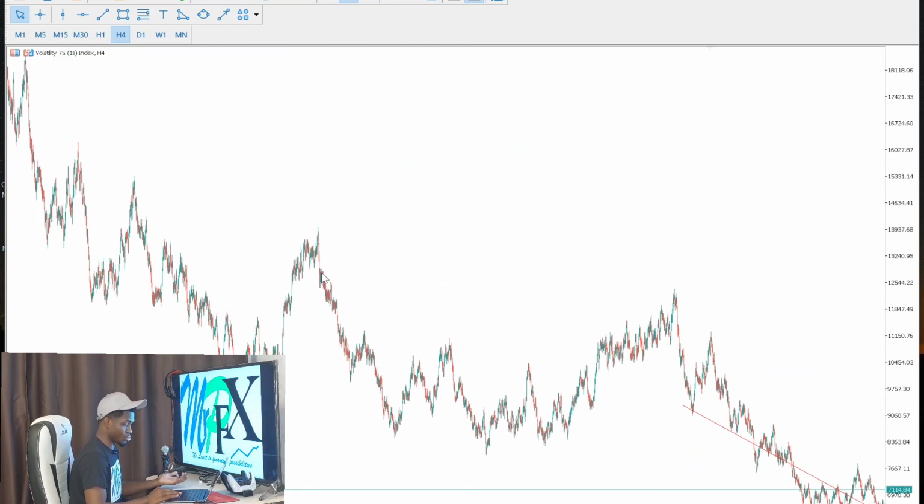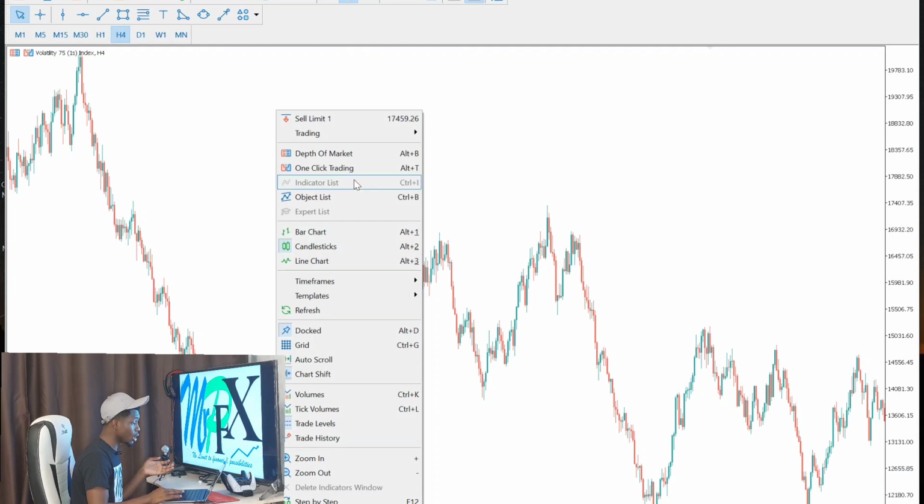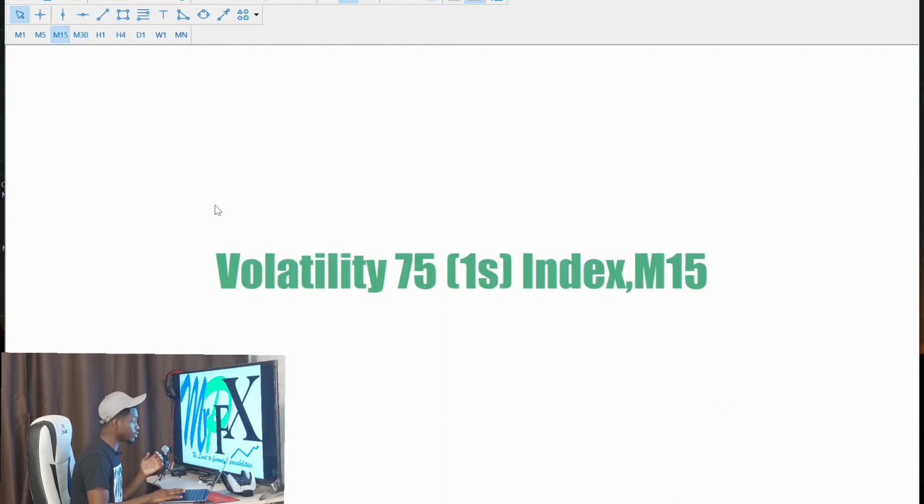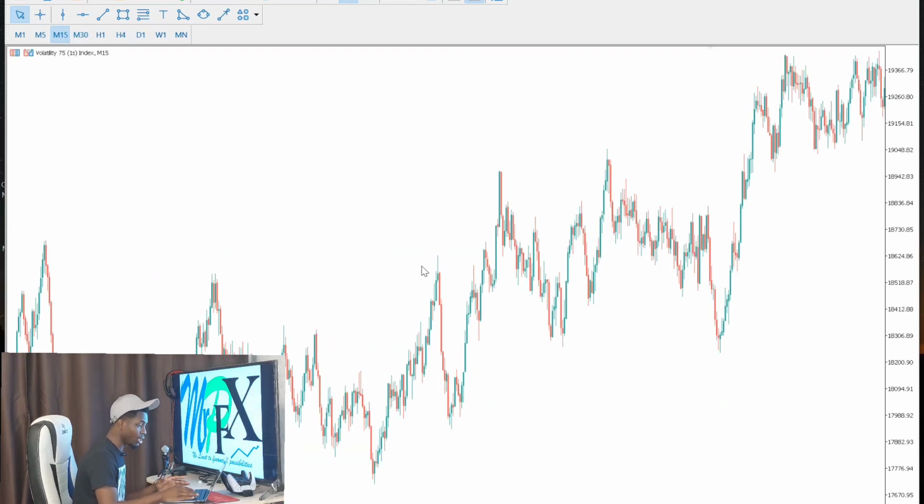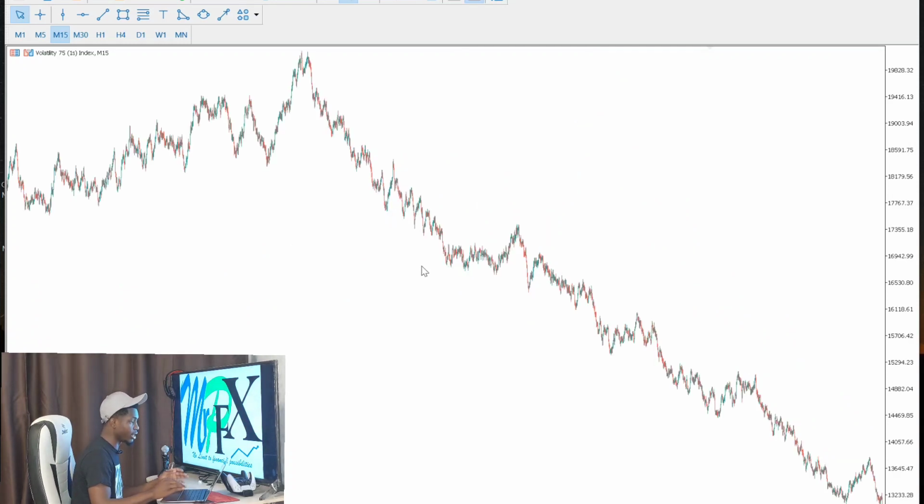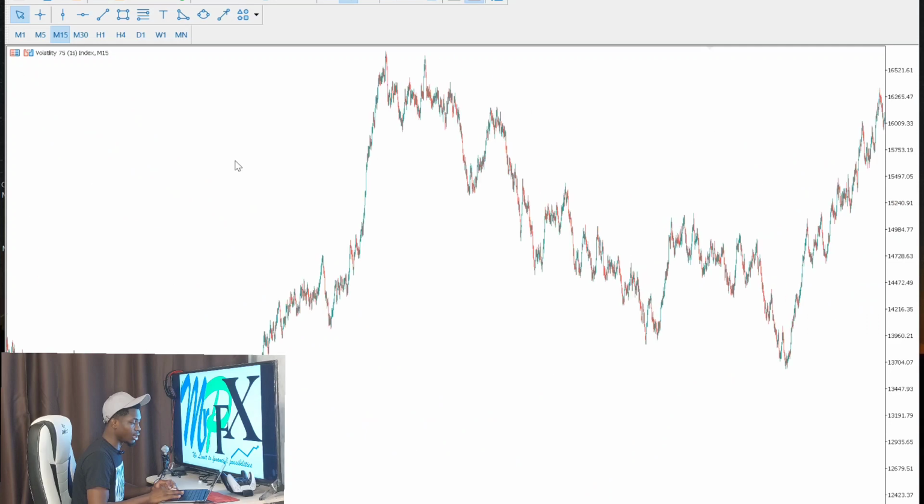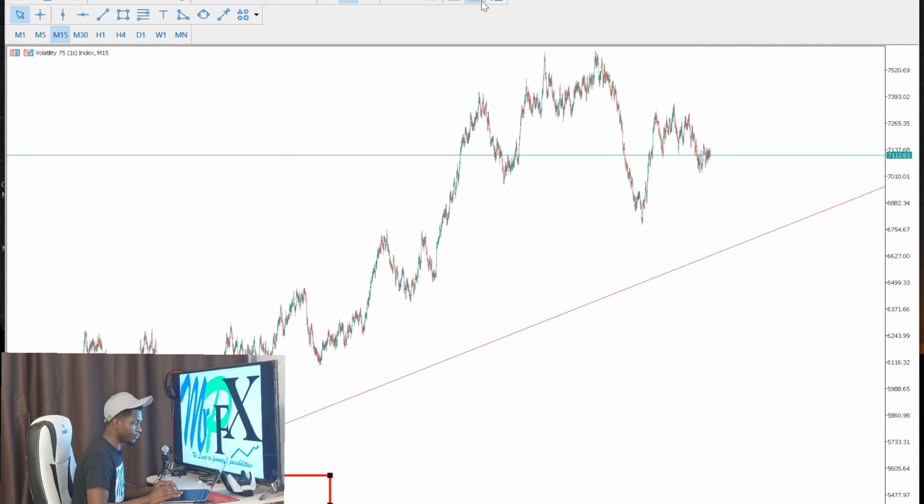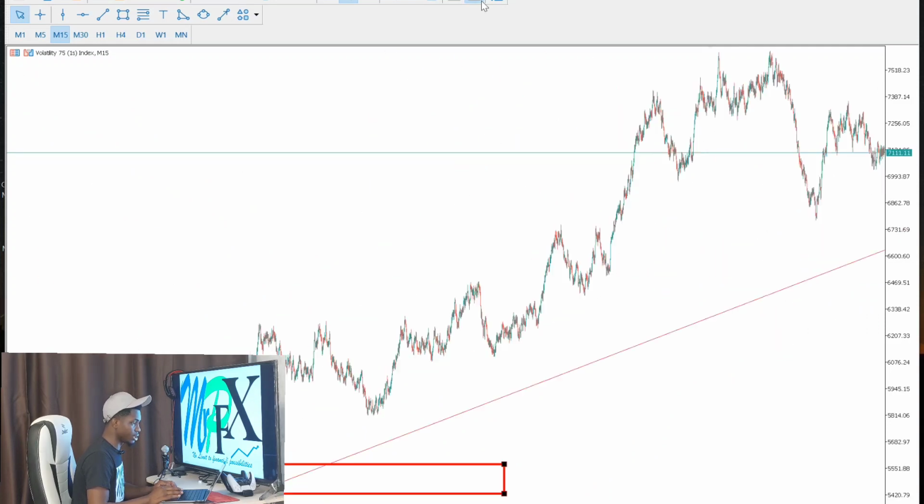Now, if you check here, it was dropping down. So if we go to, let's say, 15 minutes from now, what I'm saying will be even clearer. Now look at this. Let me go to the very beginning of this chart. Let me just go here.